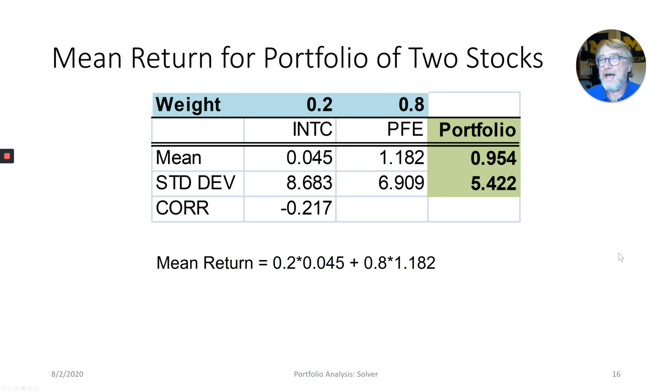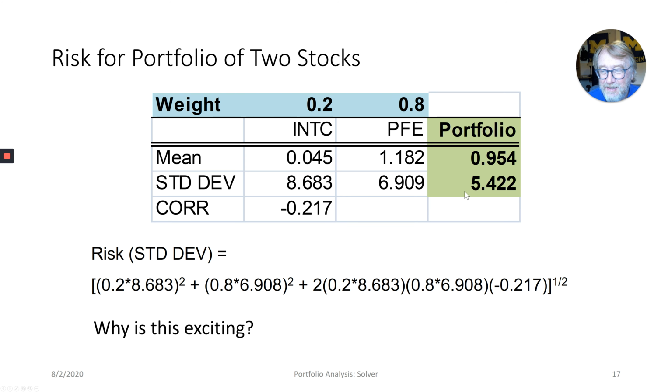But where the magic really happens is with the risk. It's a big equation for the risk. We put 0.2 into Intel, 0.8 into Pfizer, and we have this correlation term at the end. And it's a risk, so I take the square root of the variance. And this is way exciting. Ask yourself, why is this so exciting? It's a really tedious little computation to do by hand or in Excel, but it's way exciting. You should be jumping out of your chair by now.